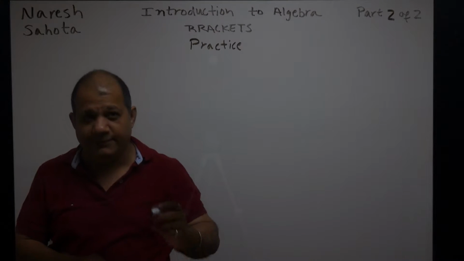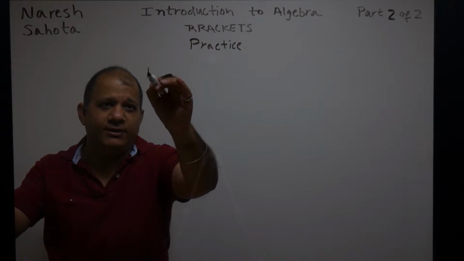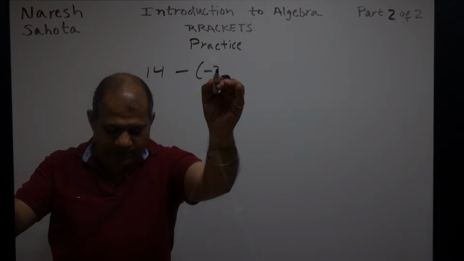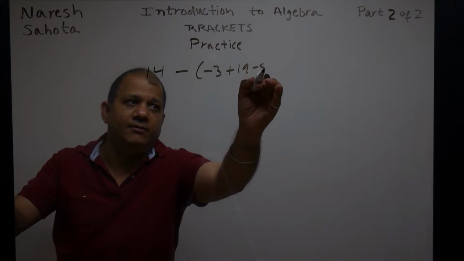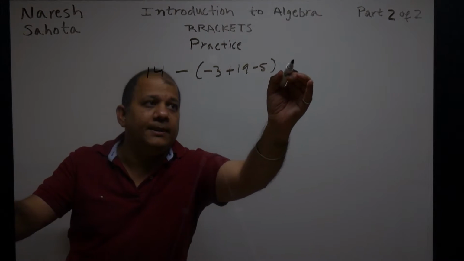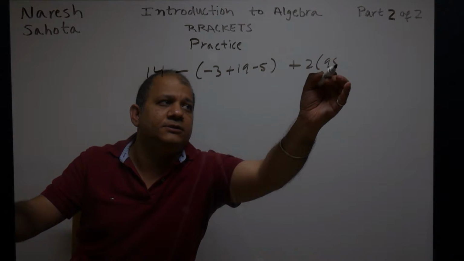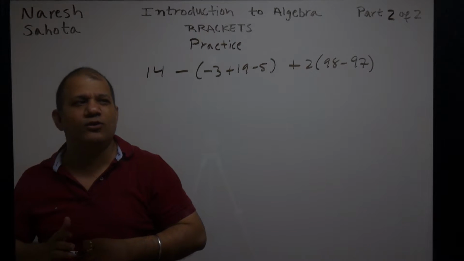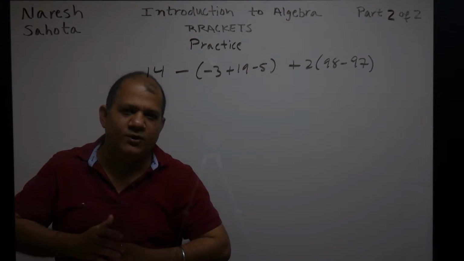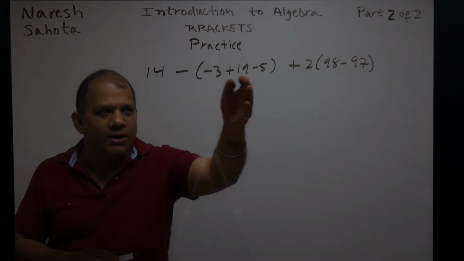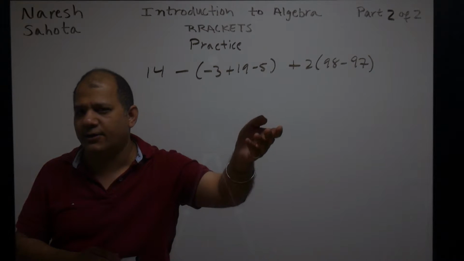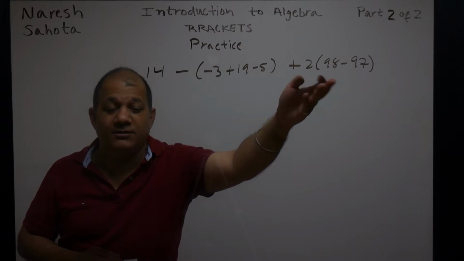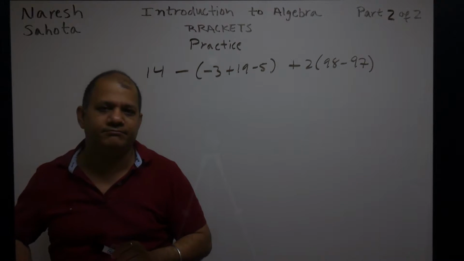Okay, so this is something different. I don't know what number it is, it doesn't really matter. So 14 minus negative 3 plus 19 minus 5, and then plus we have 2 times 98 minus 97. Okay, so now we've got no variables in this, right? So we're going to remove brackets and then collect like terms, right? So 2 times 98 and 2 times 97. Wow, those are some big numbers.